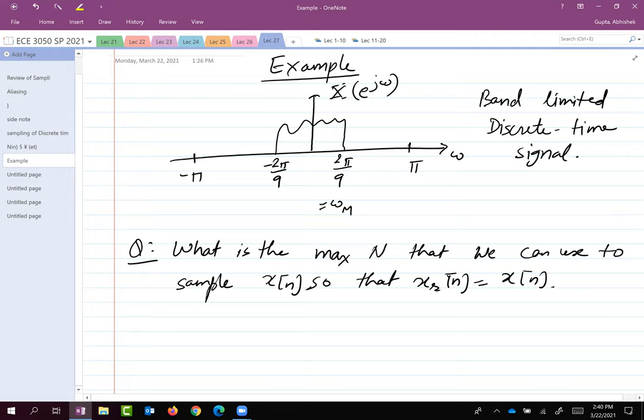Okay, so how should we do this? Well, I know that omega s must be greater than what? No one wants to attempt this part. Would that be 2 omega m? Yeah, 2 omega m, right. I got an answer from chat as well. Yes, so this is 2 omega m, which is 4π/9.